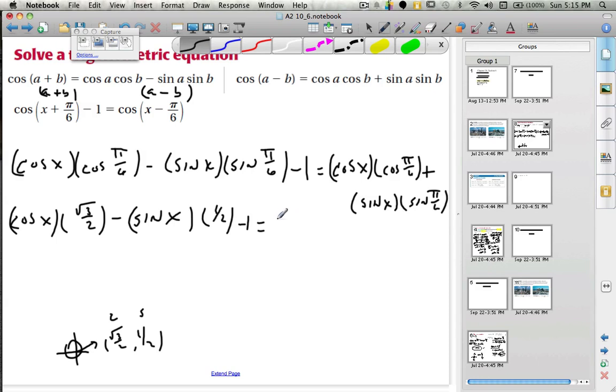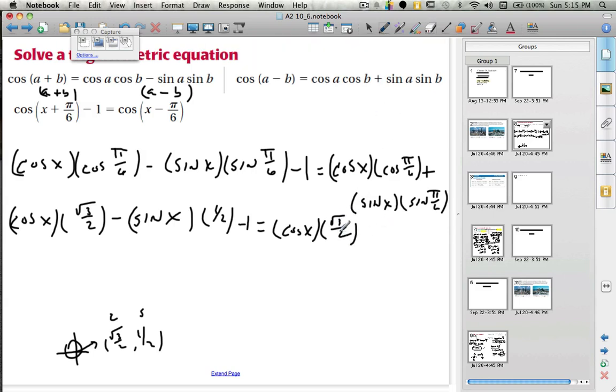the cosine of x times the cosine of pi over 6, right? But the cosine of pi over 6, we've already figured that out. Square root of 3 over 2. Plus the sine of x times the sine of pi over 6, which is 1/2. And now we can start to simplify this out. So I have root 3 over 2 times cosine of x. Actually, I don't need the parentheses at this point.